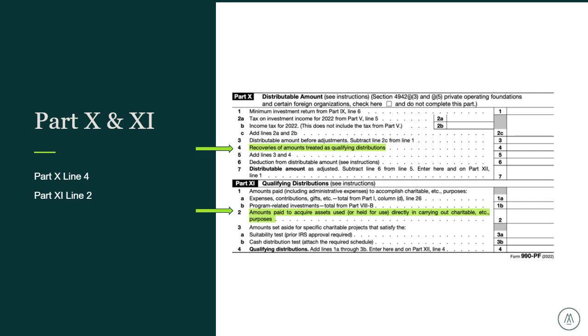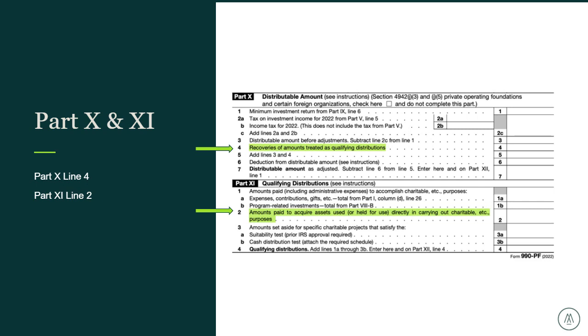This doesn't include excise taxes that were paid on the 4720. Then there's an increase if there's a recovery of any amount that's been previously treated as a qualifying distribution. So this would be any program-related investment repayments or a sale of charitable use assets. And the reason for that we will see in Part 11, where the calculation of the qualifying distribution, so the distributions that you use to meet that distributable amount.